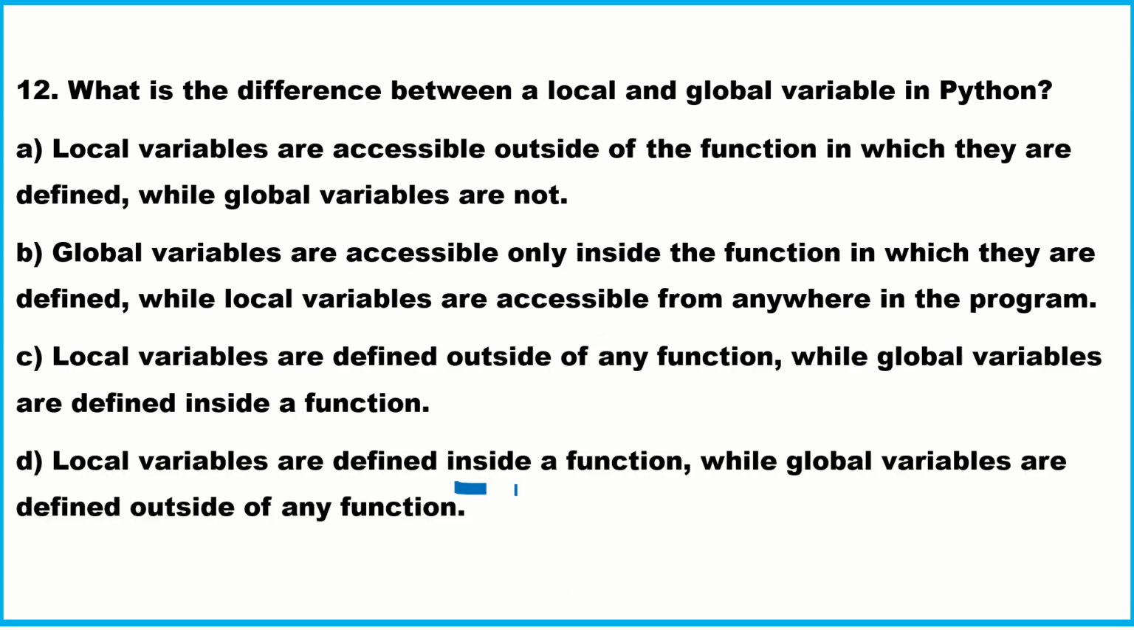Local variables are defined inside a function, whereas global variables are defined outside of any function. Local variables can be accessed only within the function in which they are defined, whereas a global variable can be accessed from anywhere in the program, because it is defined outside of any function.